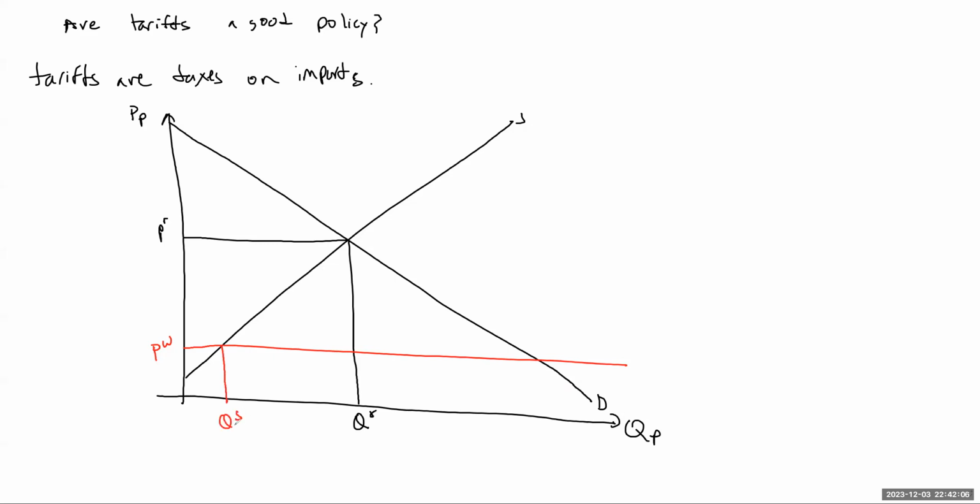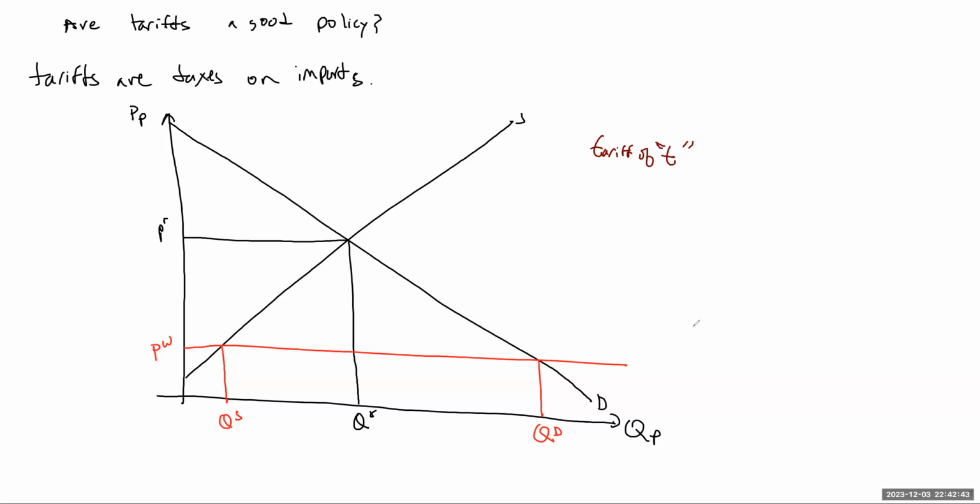This is the quantity being made domestically. This is the quantity that is being purchased domestically. And then what happens is the government says, oh my God, the world price sucks. It's too low. It's taking out our businesses, and our domestic pizza producers are going out of business. So we're going to put a tariff in. A tariff of T.